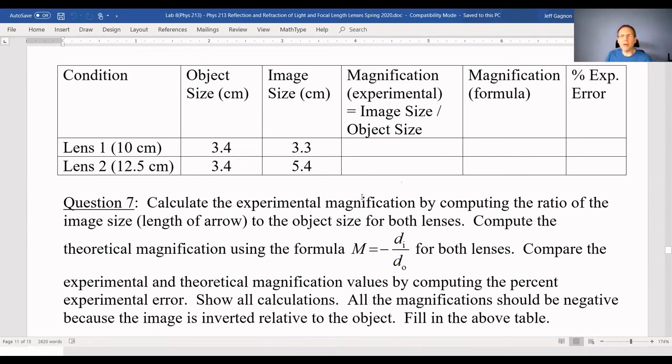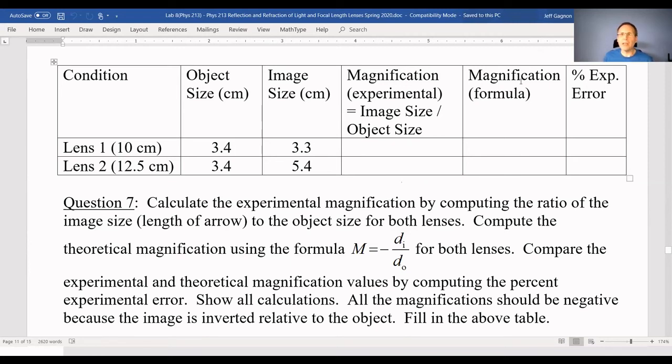So I want you to calculate magnification two different ways. Calculate it by the definition. It's just going to be the image size divided by the object size. Okay, so you'll get those two values. And by the way, you want to put a negative there because the image was inverted in both cases.